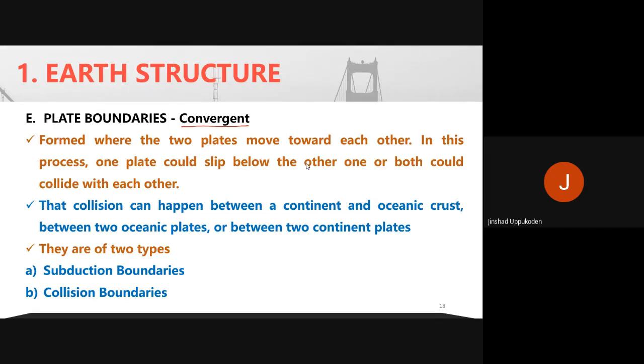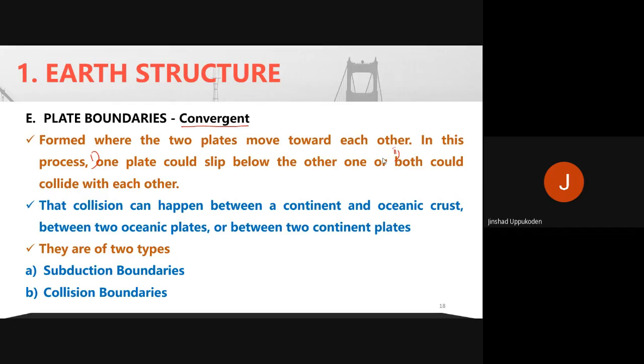So when the two corresponding plates meet each other, two things can happen. One, either one plate could slip below the other. Okay, one plate will go below the other. Or the second thing is that both will collide with each other to form something called a mountainous region. Okay, these two happen. Now this collision can happen between a continent and oceanic crust.